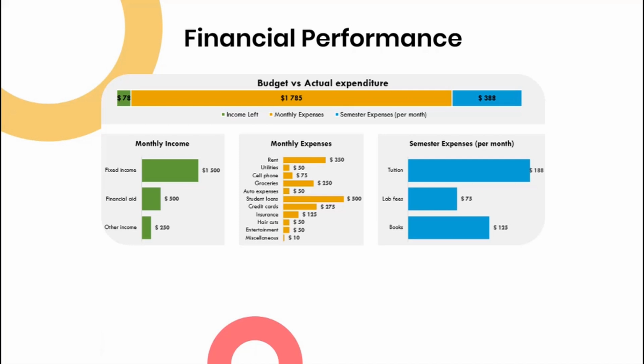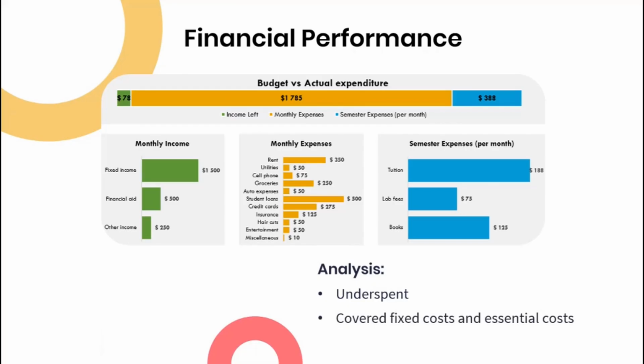So looking at our example, it would appear our student was slightly underspent, based on the green portion of the bar, and they were successful in covering their fixed costs and essential costs, and even managed to squeeze in a haircut.